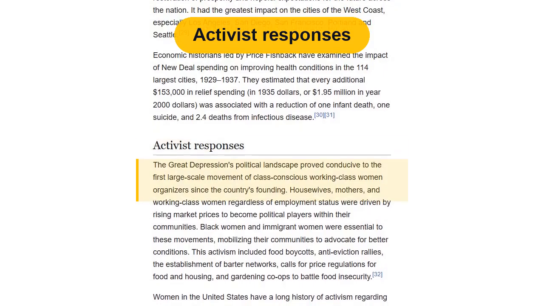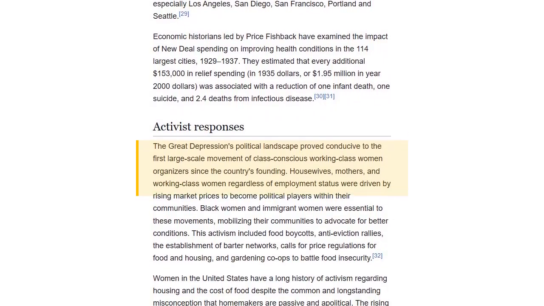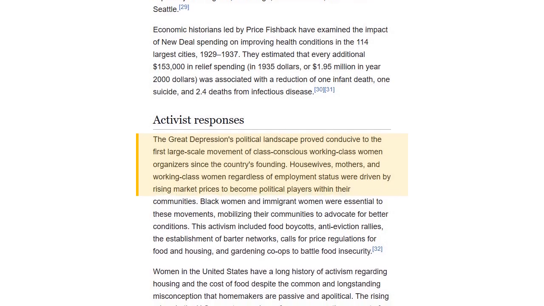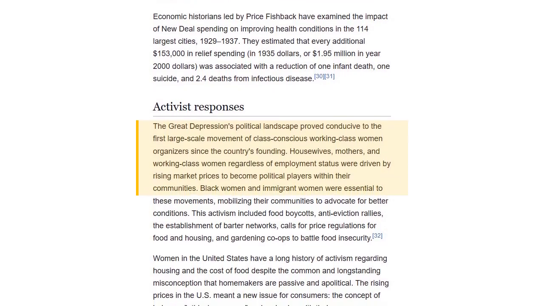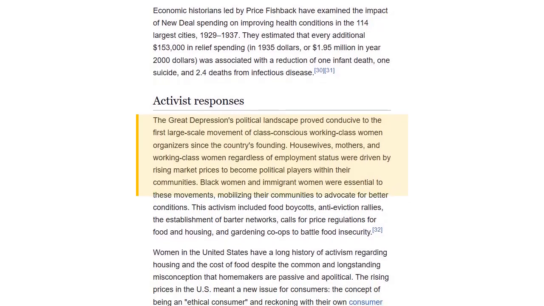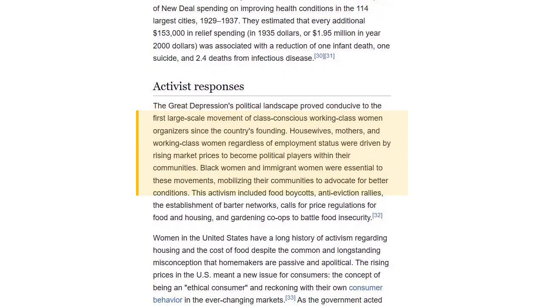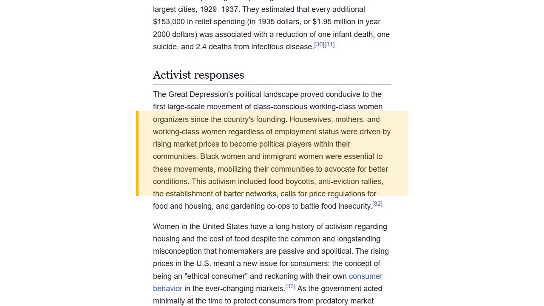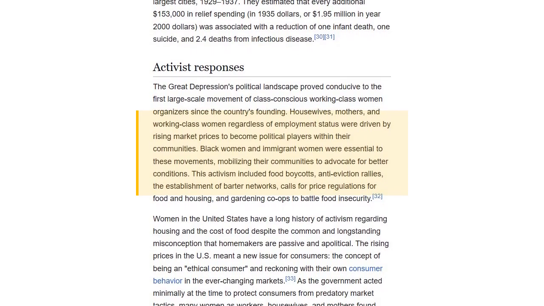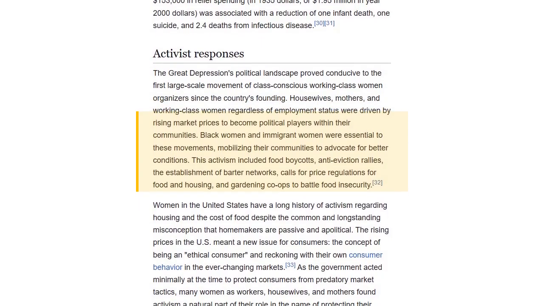Activist responses. The Great Depression's political landscape proved conducive to the first large-scale movement of class-conscious working-class women organizers since the country's founding. Housewives, mothers, and working-class women, regardless of employment status, were driven by rising market prices to become political players within their communities. Black women and immigrant women were essential to these movements, mobilizing their communities to advocate for better conditions.